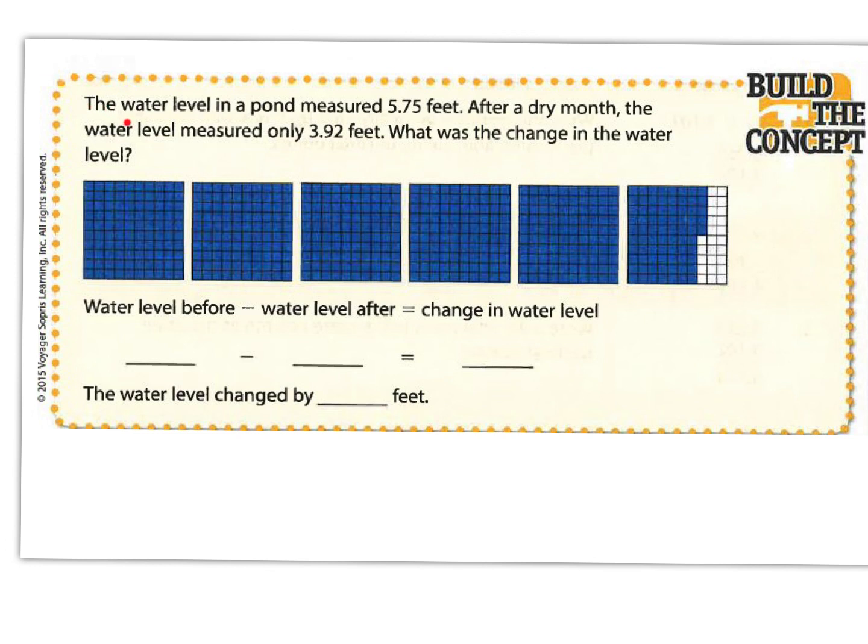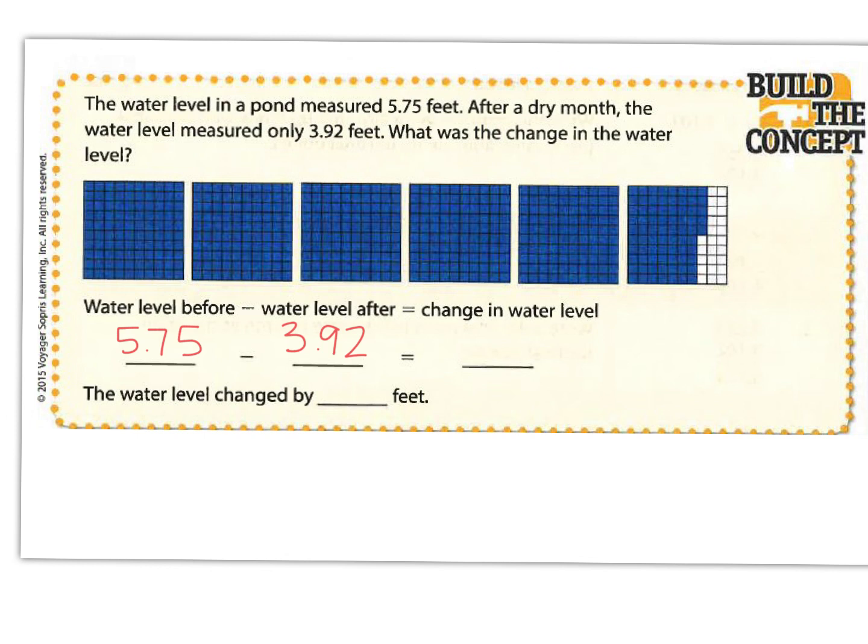This says the water level in a pond measured 5 and 75 hundredths feet. After a dry month, the water level measured only 3 and 92 hundredths feet. What was the change in the water level? So the water level before minus the water level after equals the change in the water level. Our water level before was 5 and 75 hundredths, and after was 3 and 92 hundredths. So we're going to see how much it changed by.